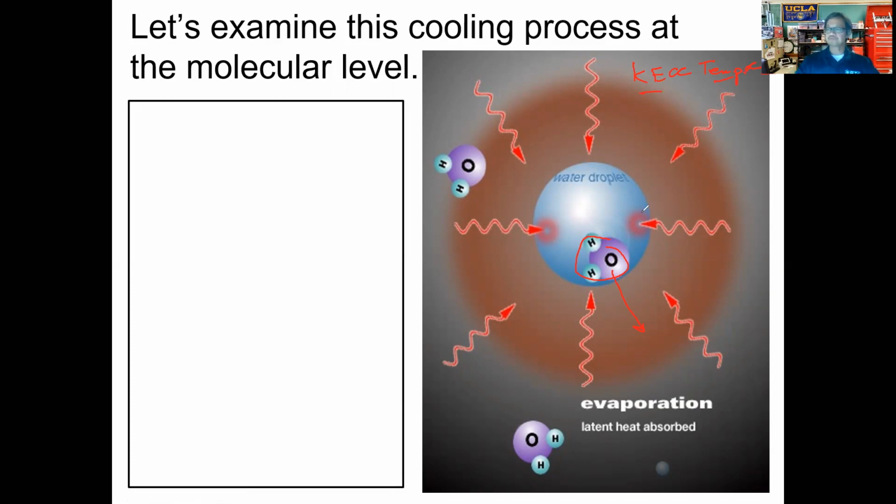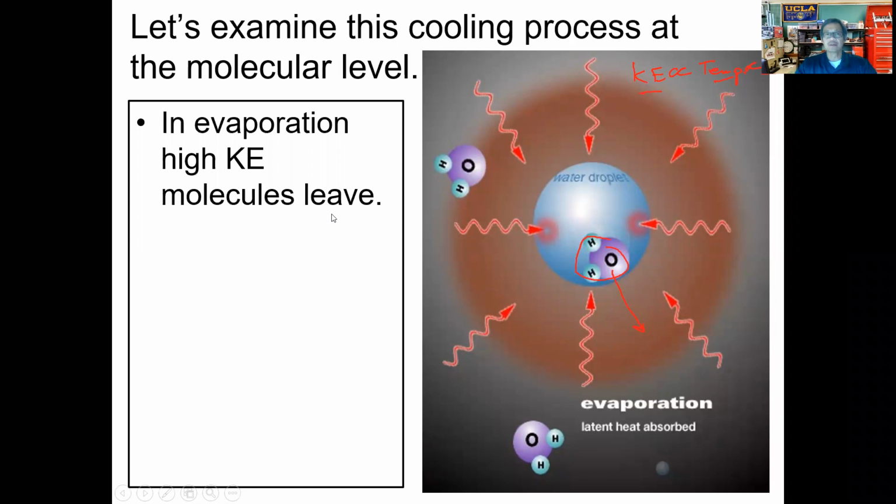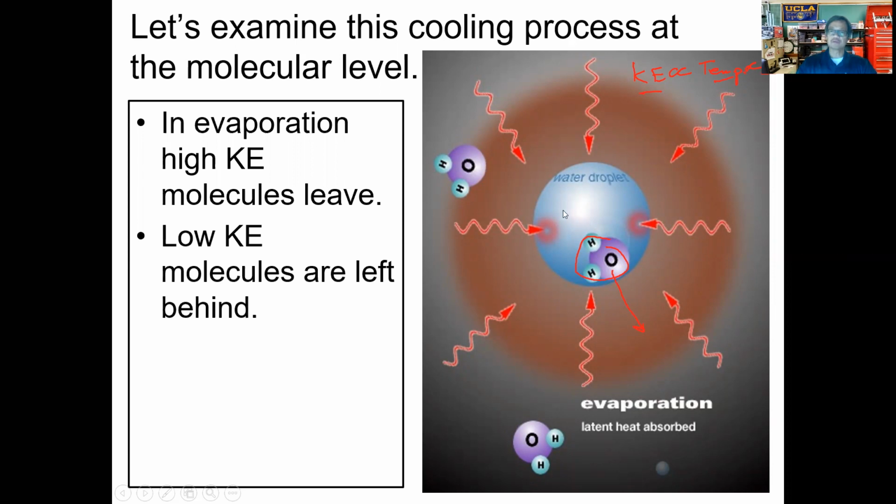Okay? And so that's what I want you to keep in mind as you move forward, and that the process can easily be explained at the molecular level. So the evaporation: high kinetic energy particles will leave, the molecules will leave, leaving behind lower energy ones. So you can imagine when this particle leaves right here, what's left over, what's underneath, is going to be another water particle.